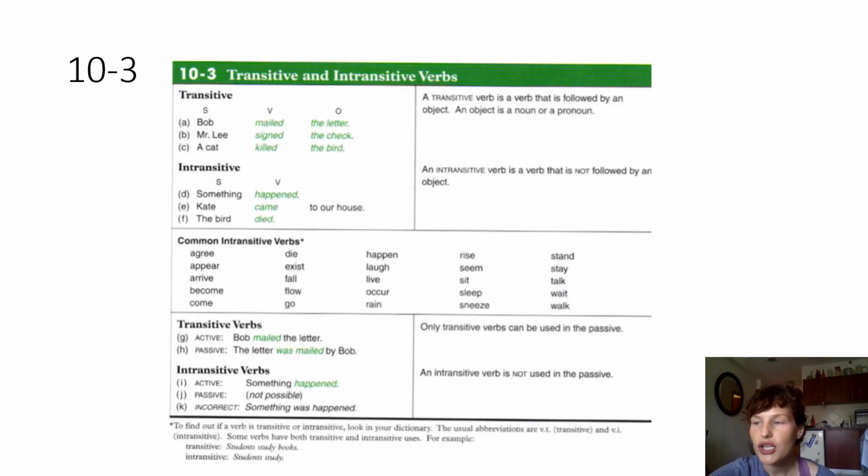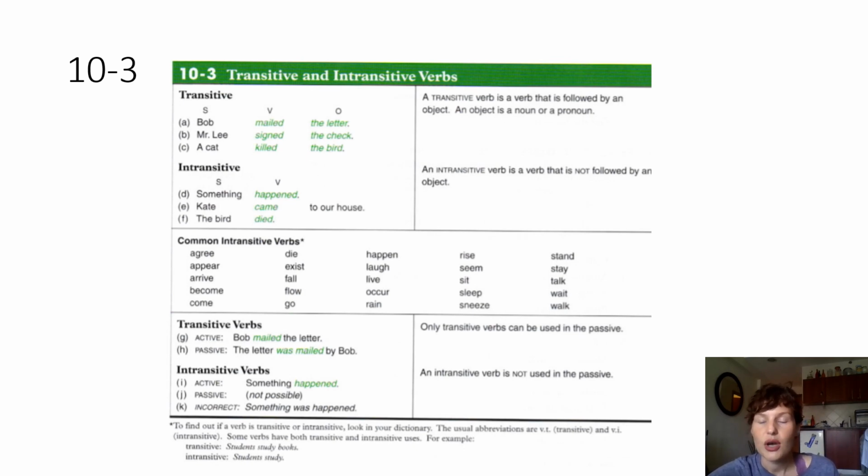So we're going to look at the box 10.3, which talks about transitive and intransitive verbs. Look at the definition in the box on the top right. A transitive verb is a verb that is followed by an object. An object is a noun or a pronoun, okay? So they have some examples. Bob mailed the letter, right? Mr. Lee signed the check. A cat killed the bird, right? All of these are objects, the letter, the check, the bird, of the verb here, okay?